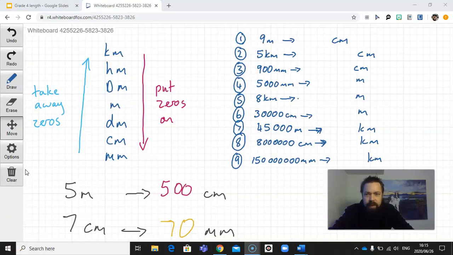Right, I'll give you a few minutes to try and get through all of those on the right, 1 to 9. So remember to check which unit you're starting on and whether you're going to add zeros or take zeros away. And when you've decided that, see how many levels it is to see how many zeros you either take away or add.